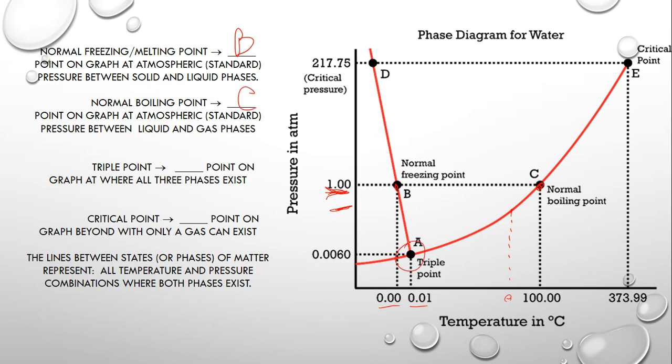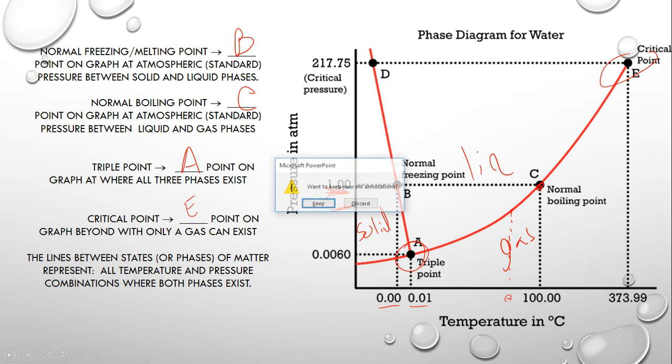The triple point is where all three things exist together. That's A, where solid, liquid, and gas all exist. Remember, this side is solid, this side is gas, and in between is the liquid. The critical point is up here, and that's the point where only a gas can exist. I'm not a fan of that myself. So this is a helpful graph for that reason. It can tell you how you can manipulate pressure to get different phases. So let's discard that for now.